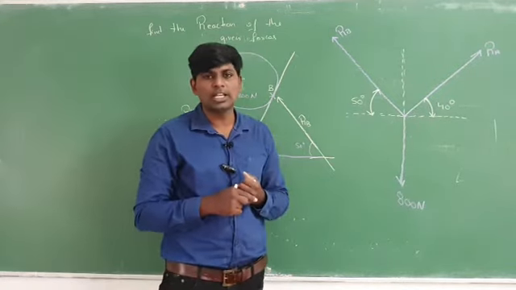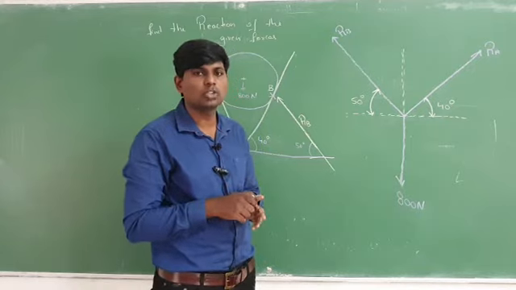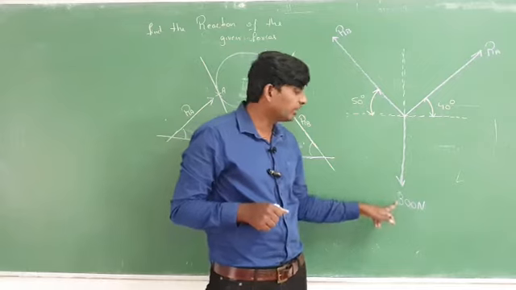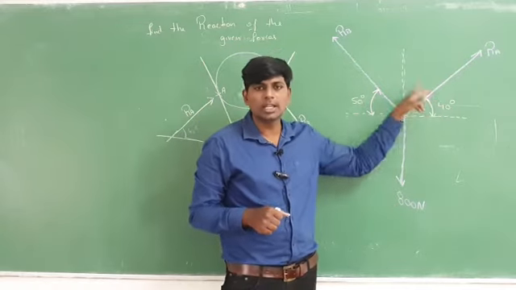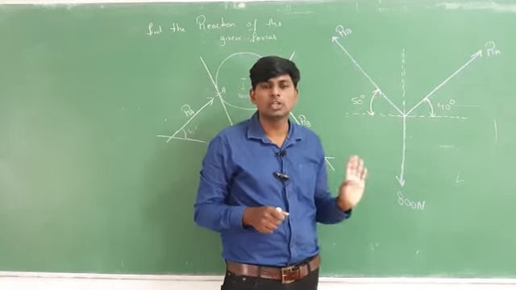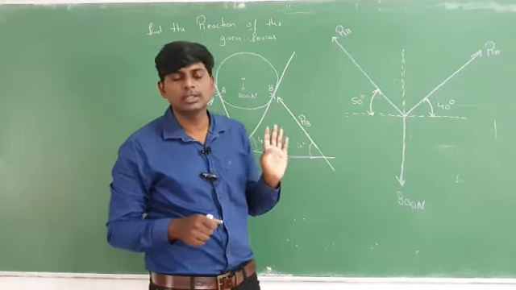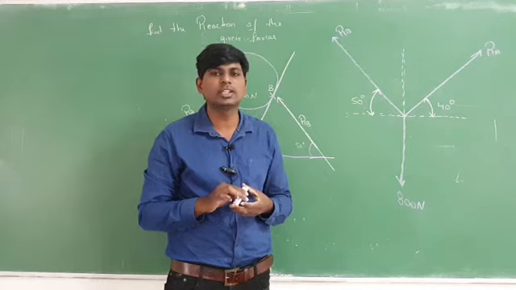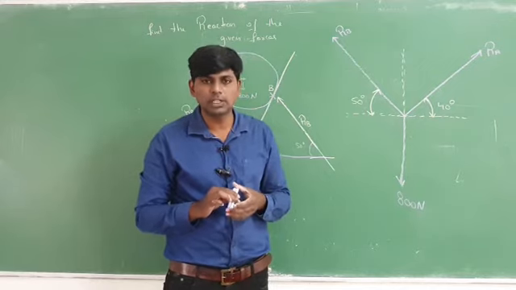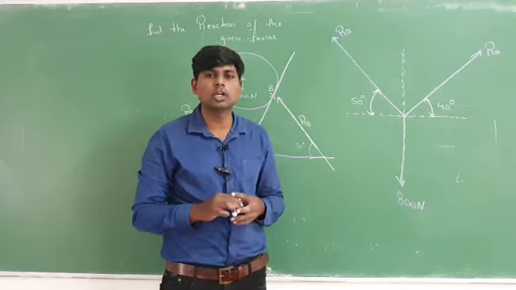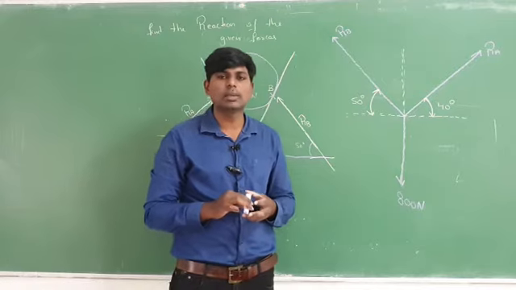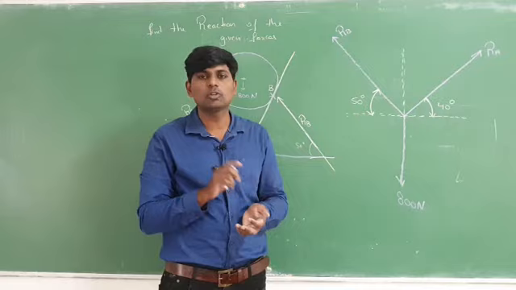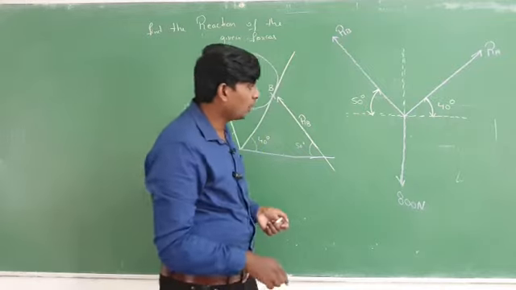After finding RA and RB, I have to count how many forces there are. Here RA is there, here RB is there, and here self weight is there. So in total how many forces are there? 3 forces. Remember that whenever 3 forces are there, you can directly go for Lami's theorem. The good thing about Lami's theorem is that you have to find the angle between the forces. First try to find out that angle.